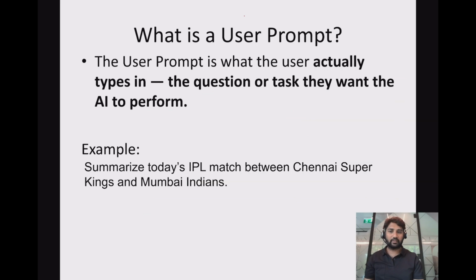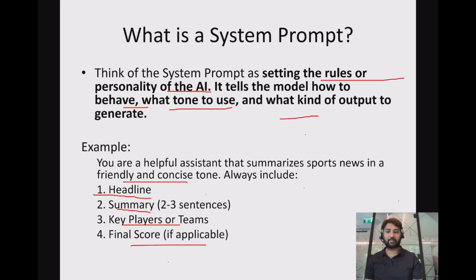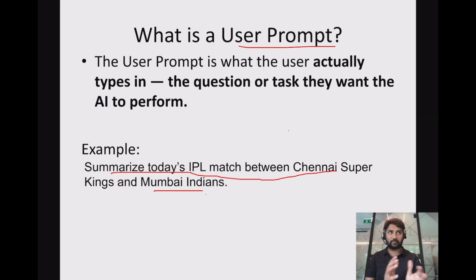Whereas in the user prompt, you will give the actual question, what you want, or the actual task you want the AI to perform. In this same sports example, it will be like: summarize today's IPL match, which is a cricket match between Chennai Super Kings and Mumbai Indians. So basically you are telling the AI the exact task to do. That is the user prompt, and as I said, the system prompt will be setting up a tone: when you give the output, give it in this tone and in this particular format. So this is the basic difference.